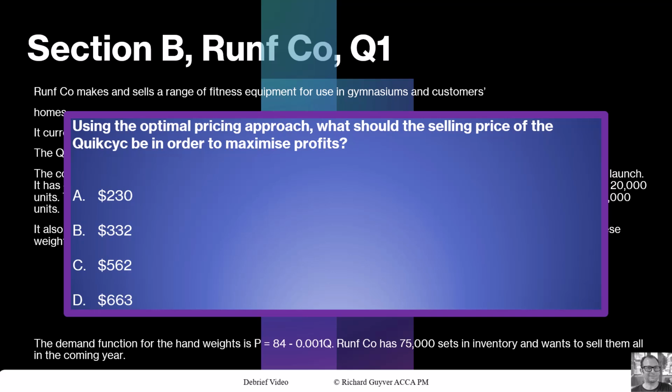The distractors here, the $230 is if you correctly calculated Q but then used an incorrect equation to calculate price. Option B is if you arranged it incorrectly and ends up with the wrong value of Q. And option D is if you calculated Q correctly but then used it incorrectly to obtain the price.